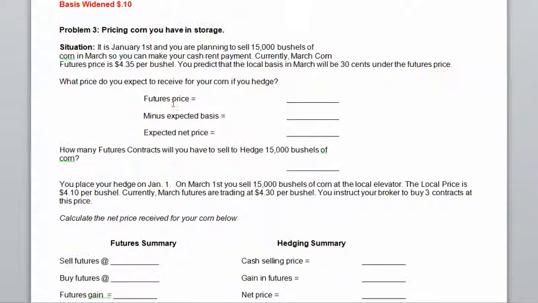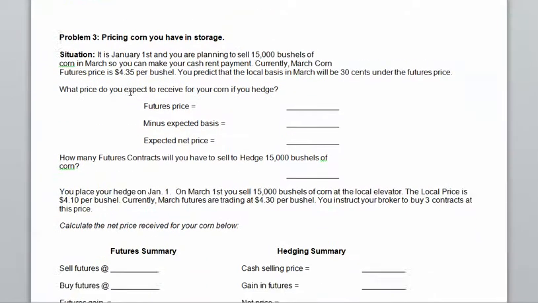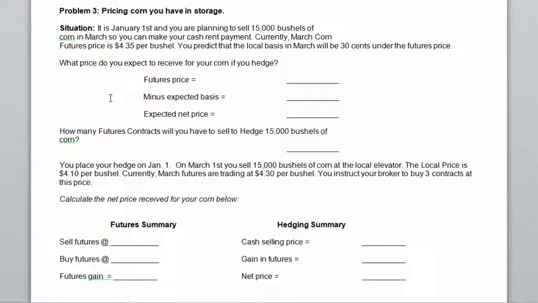Okay, problem 3. Pricing corn that we have in storage. It is January 1st and you are planning to sell 15,000 bushels of corn in March so that you can make your cash rent payment. Currently, March futures price is $4.35. We predict that the local basis in March will be 30 cents under futures price. What do we expect for a hedge price? Futures price of $4.35 minus a basis of 30 cents gives us an expected hedge price of $4.05.